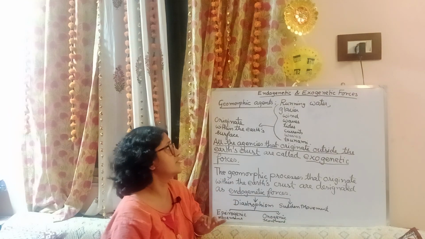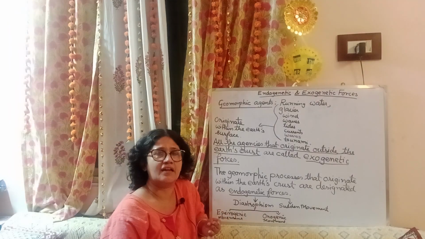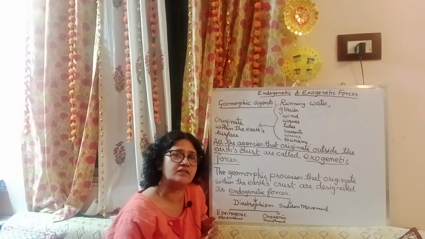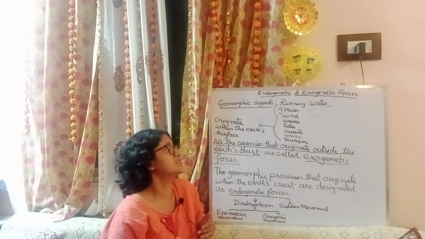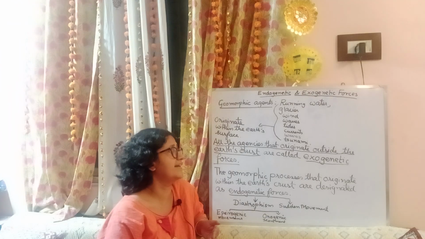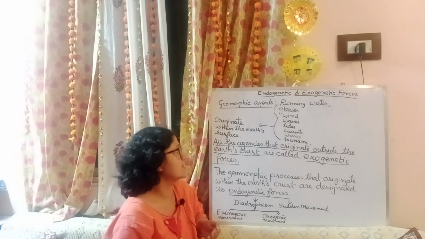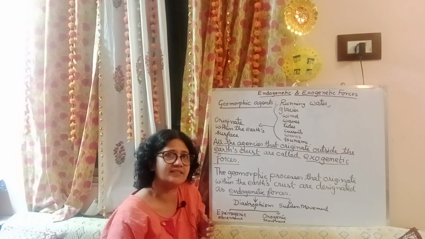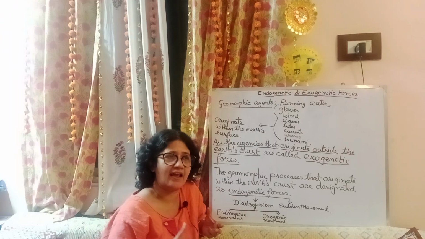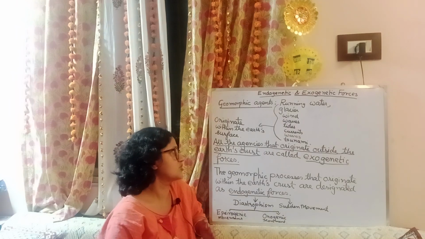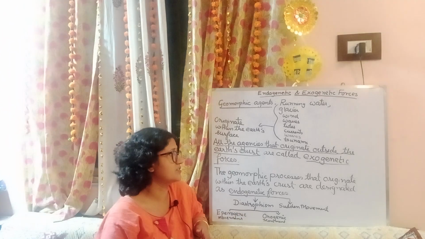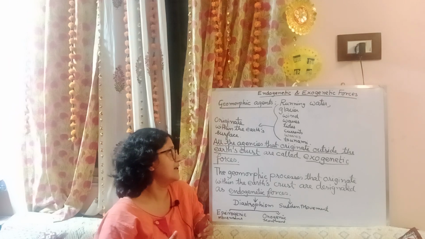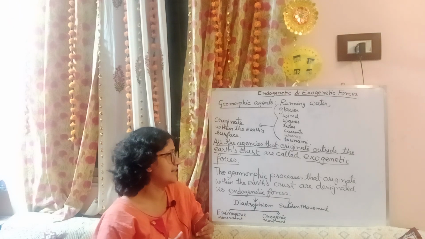So what causes these features? There are certain agents which continuously act upon the surface of the earth. The agents are like running water, glacier, wind, waves, tides, currents, and features like tsunami. Actually all these agencies are actually created inside the surface of the earth or within the surface of the earth. So these agencies that originate outside the earth's crust are called exogenetic forces.